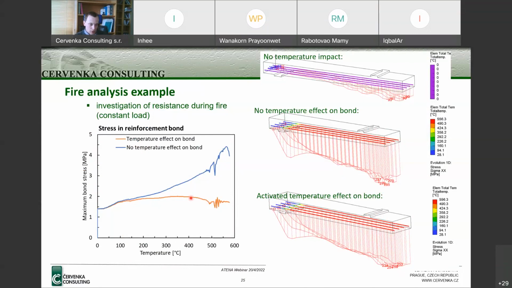and some oscillation occurs because of the slippage of the reinforcement during the fire. But if we don't use this option and don't account for the negative impact of the temperature on bond, it goes up to 4.5 megapascals. So this can be a conclusion from such analysis.